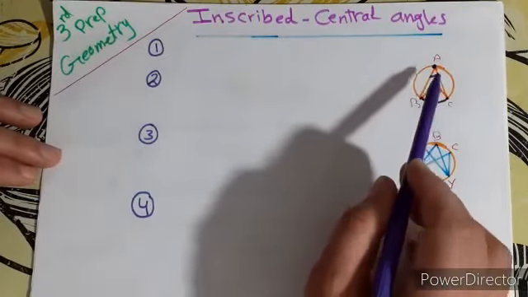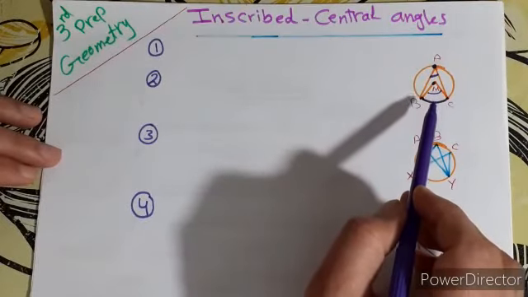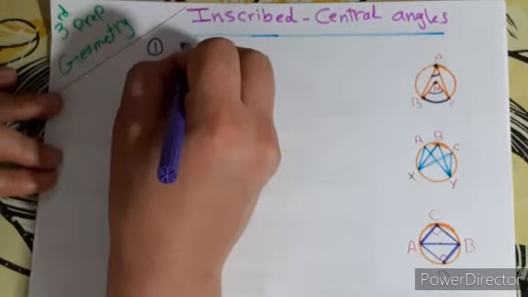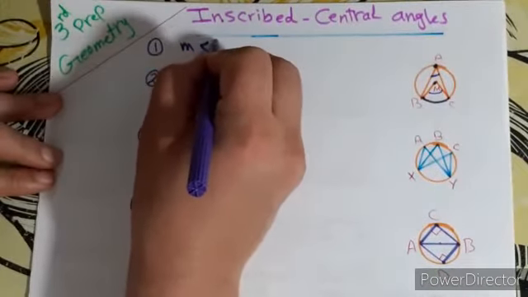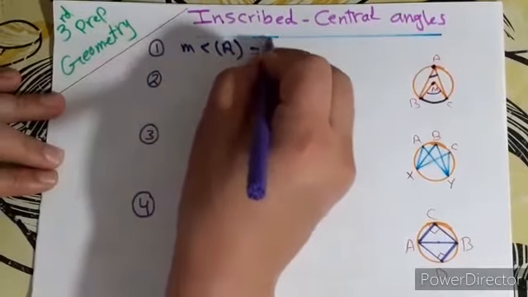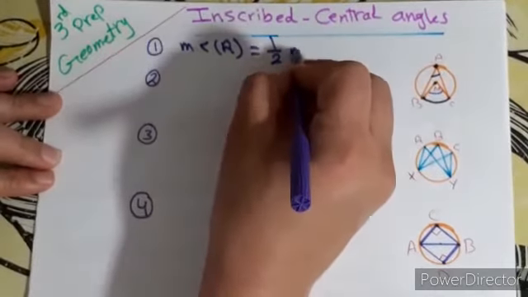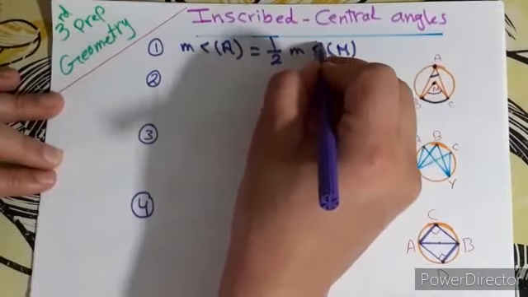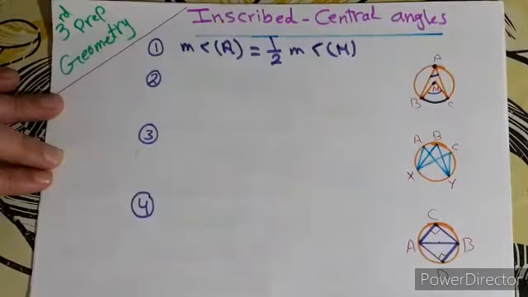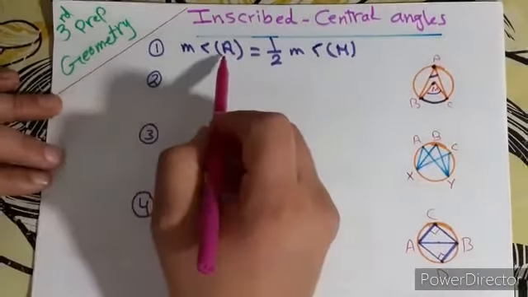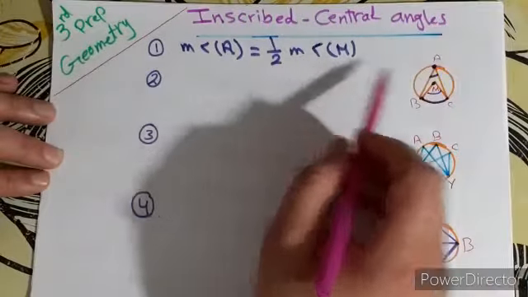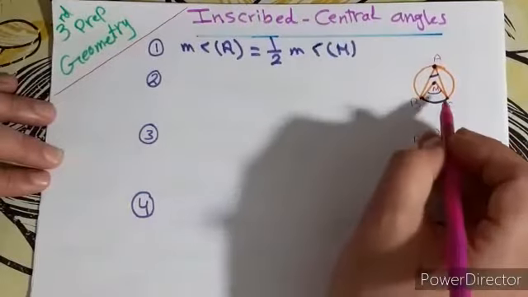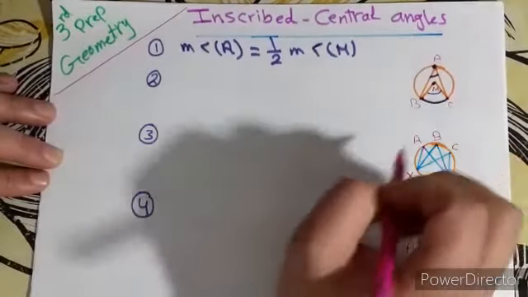What is the relation between the inscribed and central angle if they are subtended to the same arc? The measure of inscribed angle A equals half the measure of the central angle M. The first relation: the measure of the inscribed angle equals half the measure of the central angle, under the condition that they are subtended to the same arc in the circle.